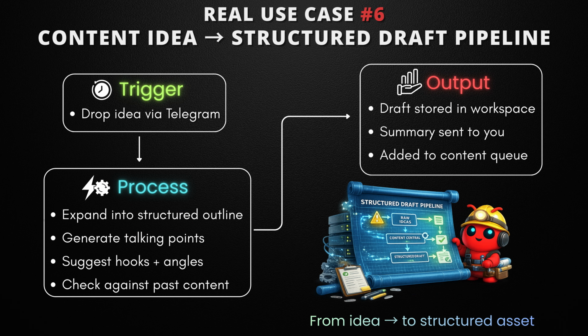Let's say you get an idea randomly during the day. Instead of writing it in a Notes app and forgetting about it, you send it directly to your OpenClaw agent through Telegram or WhatsApp. The agent takes that raw idea, expands it into a structured outline, generates talking points, suggests strong hooks, and even checks your existing memory to avoid repeating content you've already created. It then stores a clean draft inside your workspace and adds it to a content queue so you can revisit it later. You're not staring at a blank page anymore, you're turning scattered ideas into structured assets automatically.